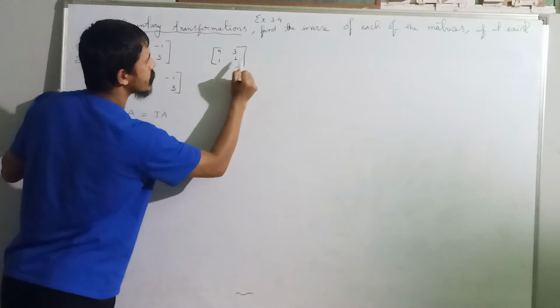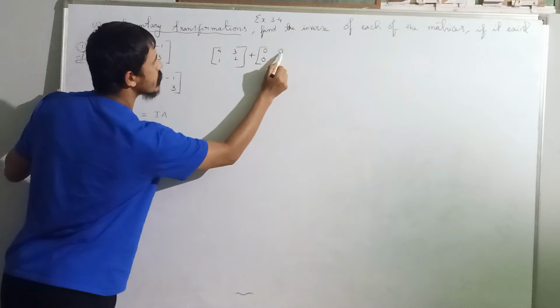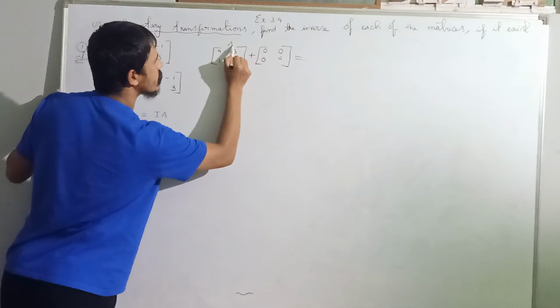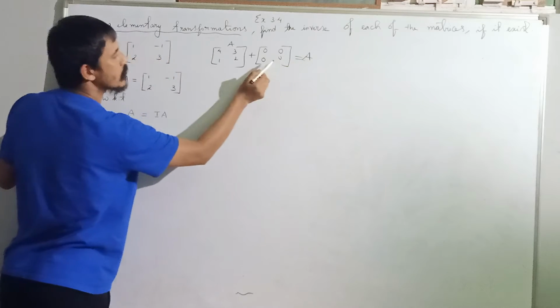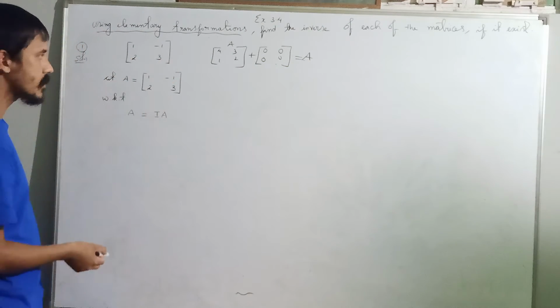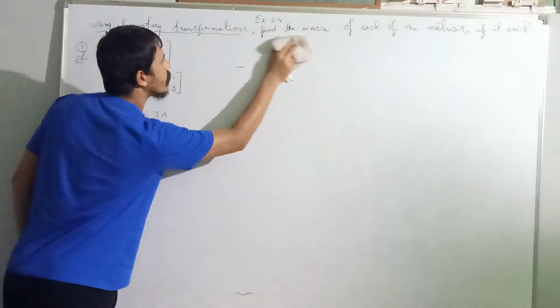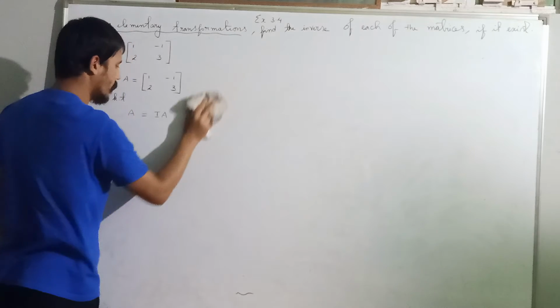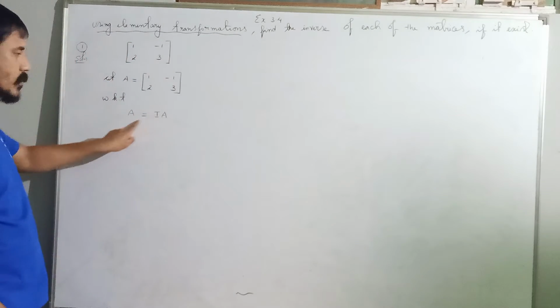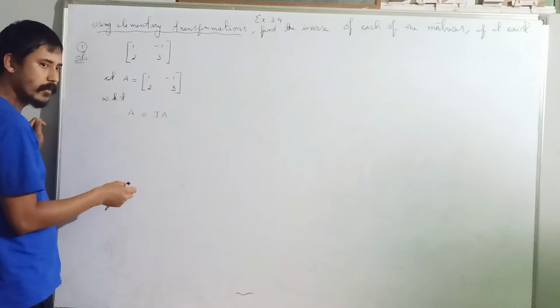Any matrix added with the 0 matrix will give you this matrix itself, right? So 0 matrix is the additive identity of any matrix, and identity matrix is the multiplicative identity of any matrix. Okay, so that's what I have written here. If you're confused, you can just let me know. All right.